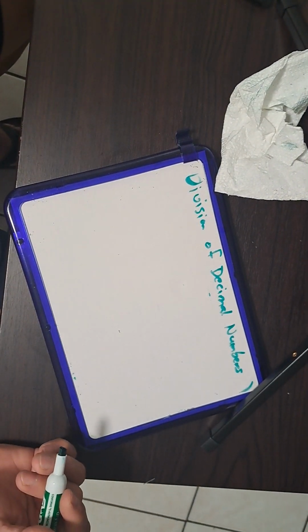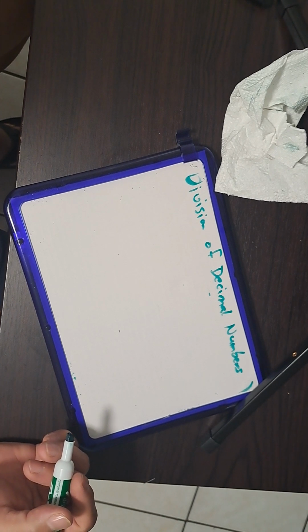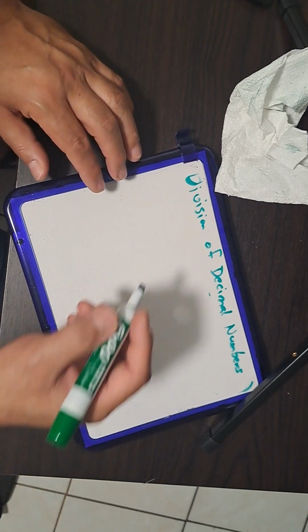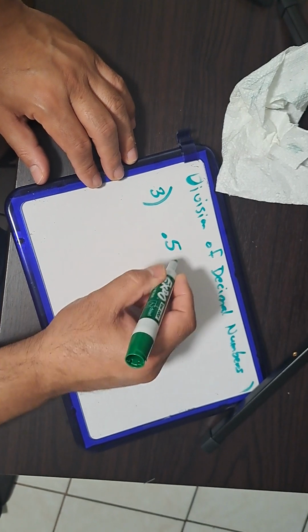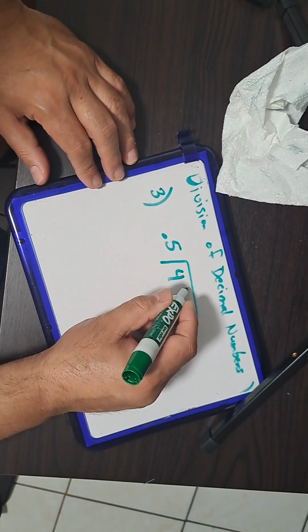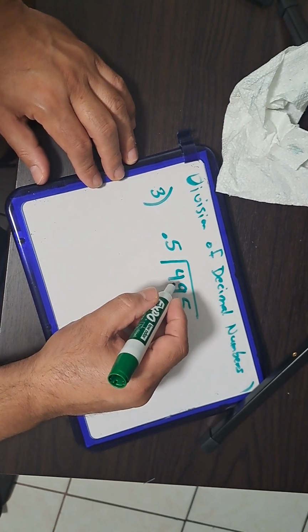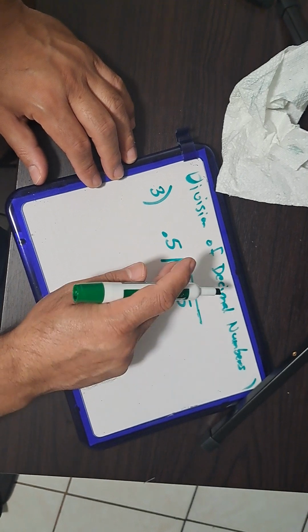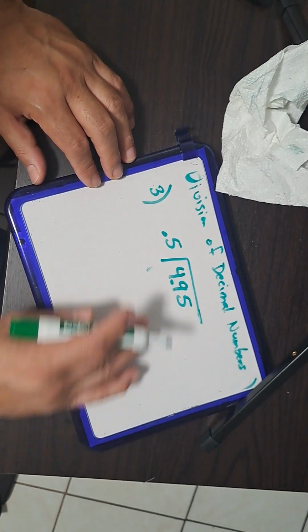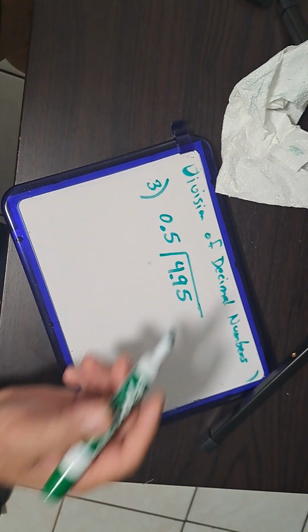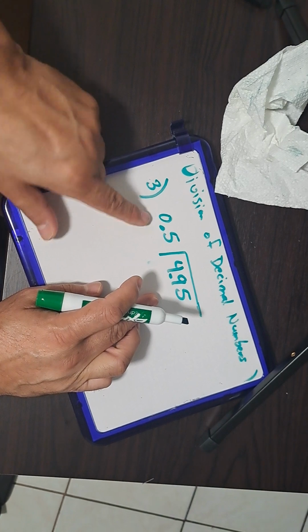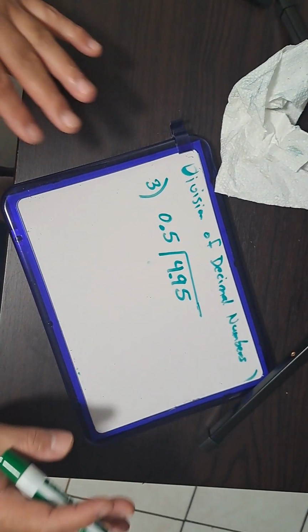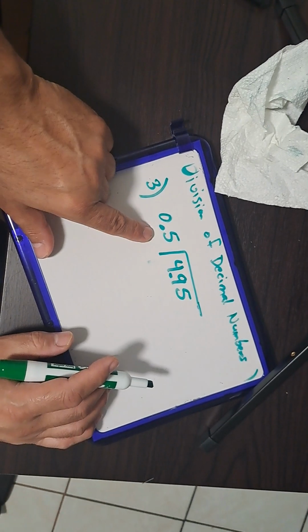Now, let's see when you divide decimal numbers with decimal numbers. Okay? So let's say you have this number, right? Now we have decimal numbers on both sides, so we have to take those decimal points out of the two numbers. How? You start with the number outside.